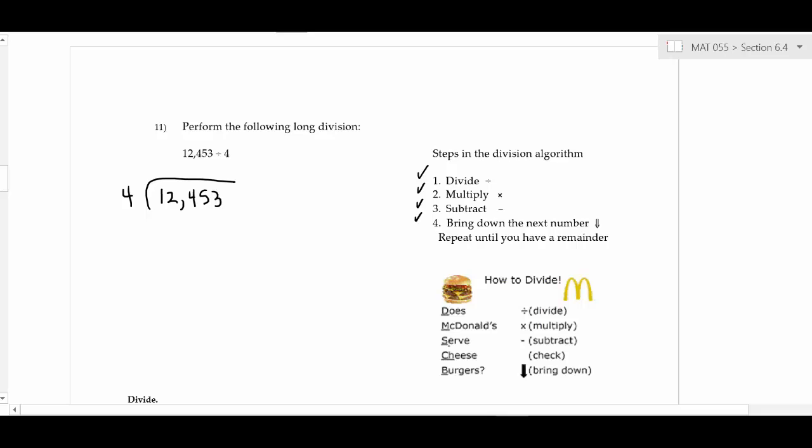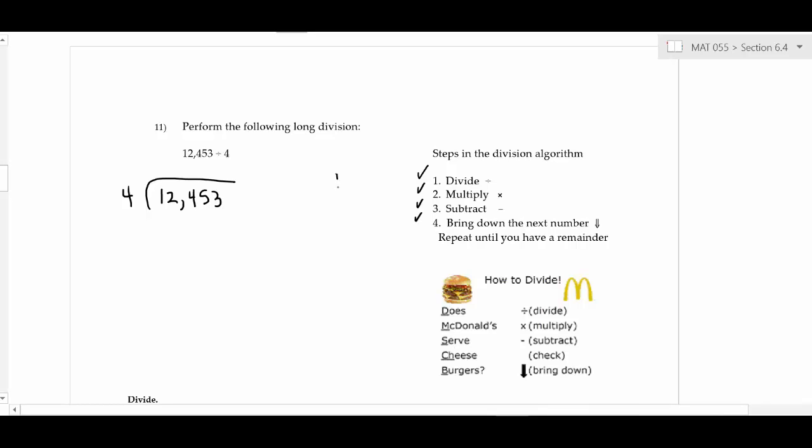I even saw this stupid thing on the internet. Does McDonald's serve cheeseburgers? Which is a way to remember that. Okay, the internet's full of stuff. And it mostly comes from elementary school teachers that are clever with kids and stuff. Okay, so I just think divide, multiply, subtract, bring down. Over and over and over again.